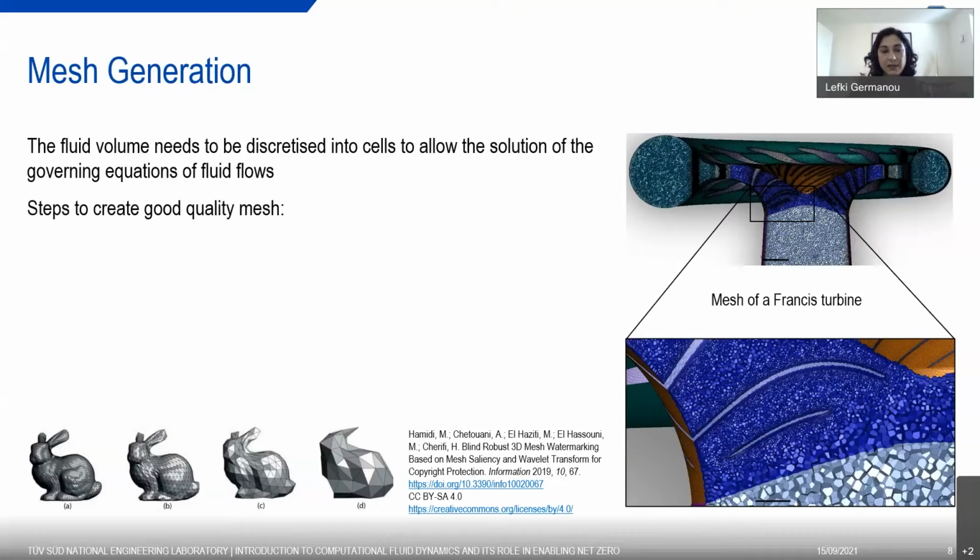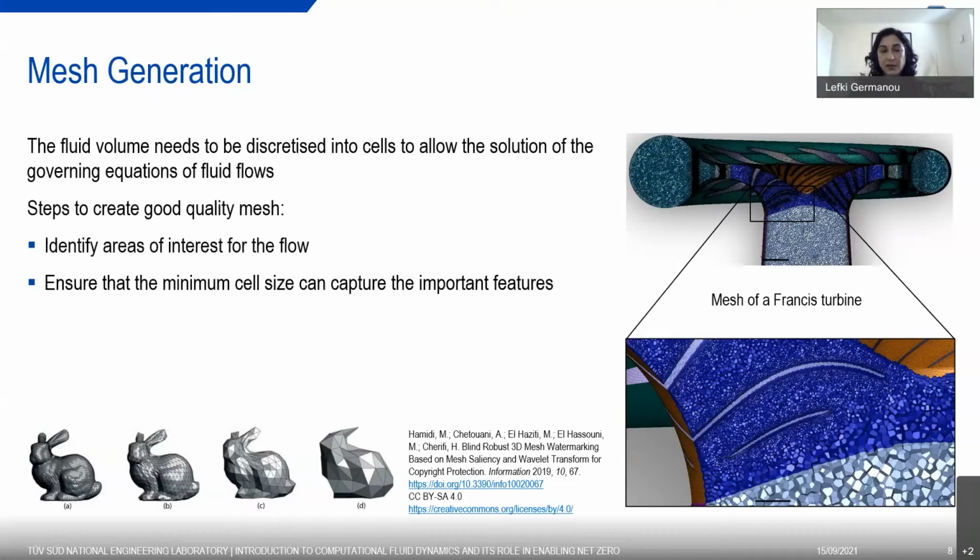So the steps to create a good quality mesh are the following. First, we need to identify areas of interest for the flow and ensure that the minimum cell size can capture the important features. For example, on the right-hand side, you can see the mesh of a Francis turbine. It's important to capture the blades accurately, and therefore we need a cell size which is much smaller than the minimum dimension of these blades.